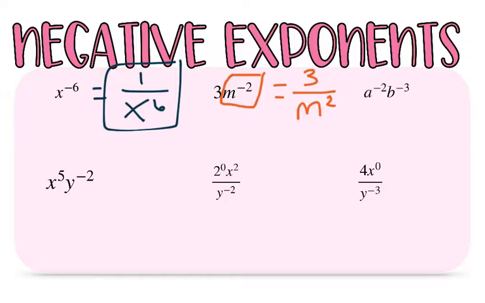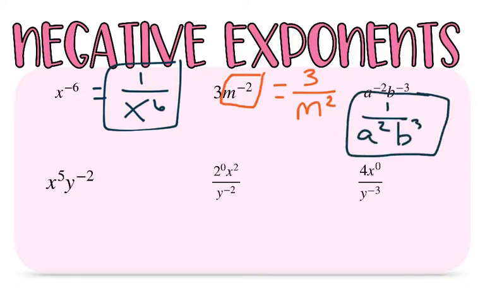Okay, and so now this time I want you to pause the video again, and I want you to try this third one. A to the negative 2, b to the negative 3. Both of those have negative exponents, and both of them will need flipped. So pause the video, write that out on your own, hit play when you're ready to check your answer.